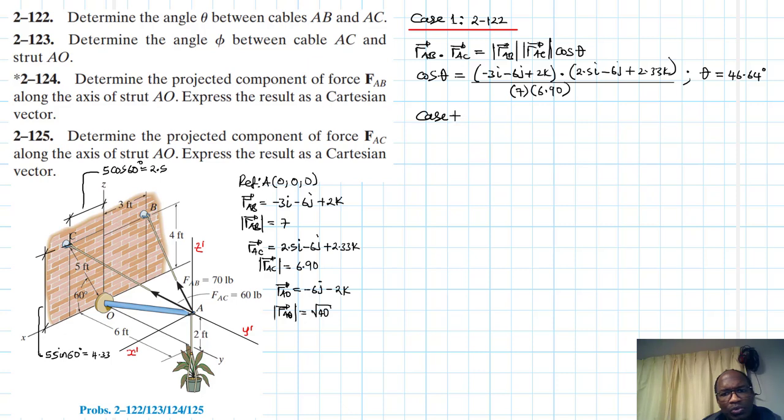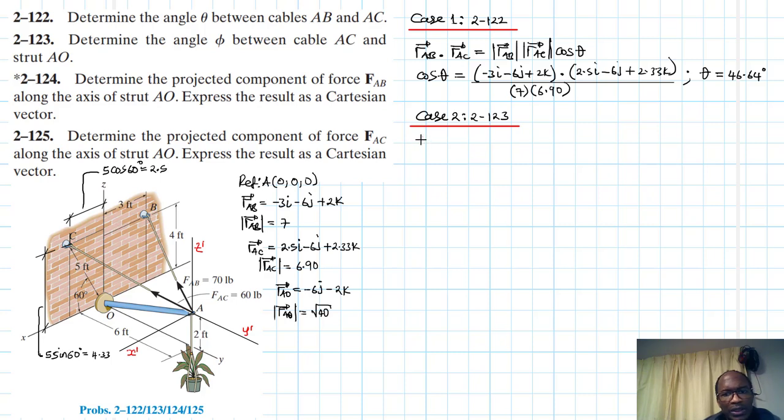That's case 2. So determine phi. Here it is the angle between AC and the strut. So again, we already have those, we've already calculated them, so we just go directly into the formula.